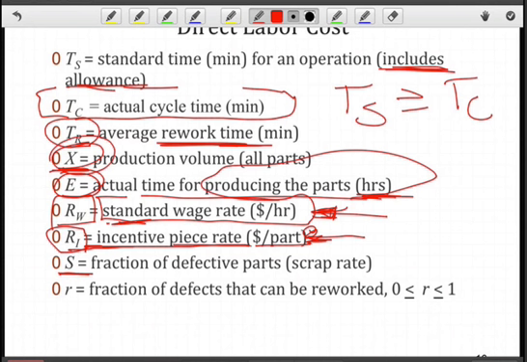S, we already know how to determine S, and R, the fraction of defects that can be reworked successfully. So we've added a few variables based upon the parameters associated with operators and some of the dynamics, T sub S and T sub C, associated with timing in our process. And we'll see these parameters later on as well.